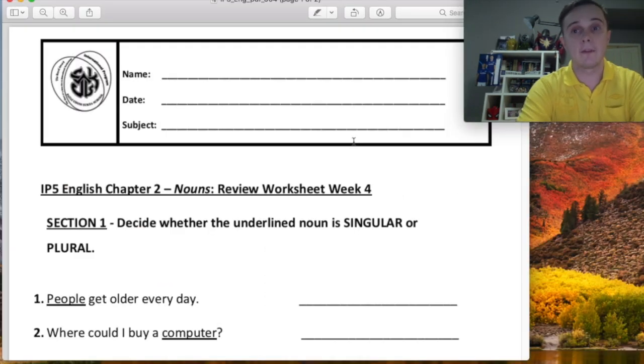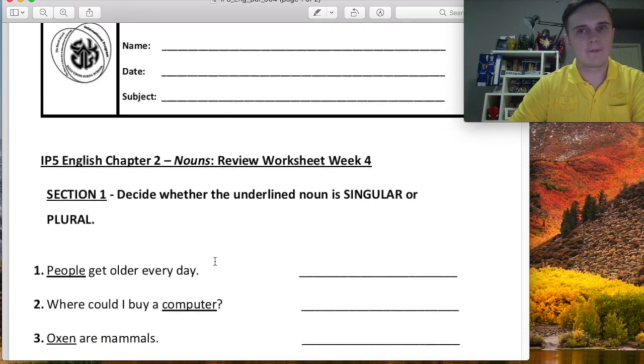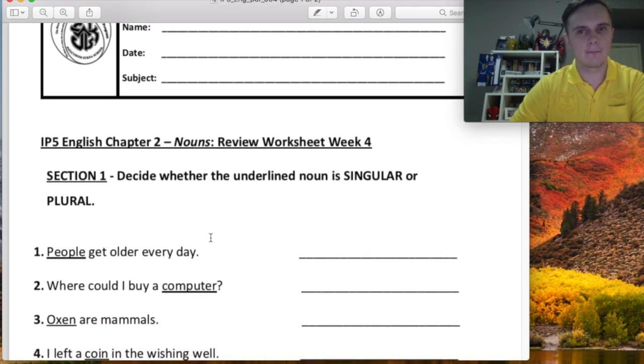Okay, IP5, that is the end of our presentation. I'm just going to explain this week's homework to you. Hopefully you will find it quite easy. So, section 1, very simple. I'll be disappointed if I see anyone get any of these questions wrong.